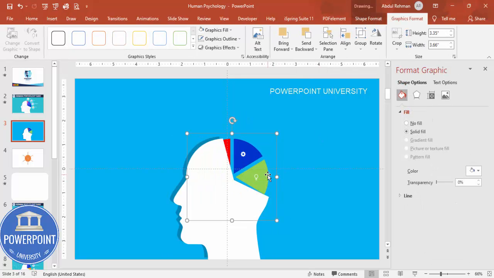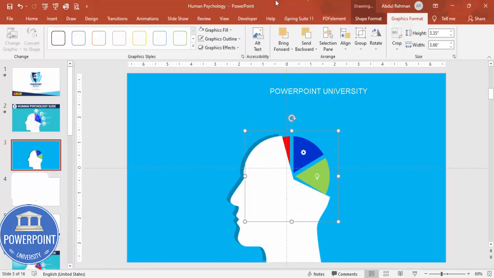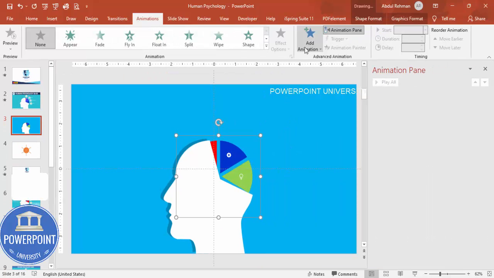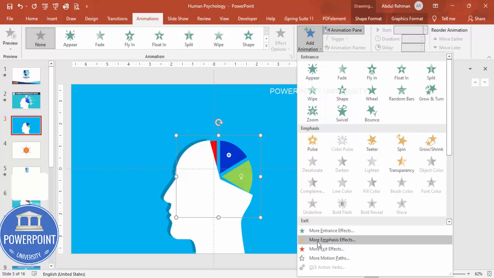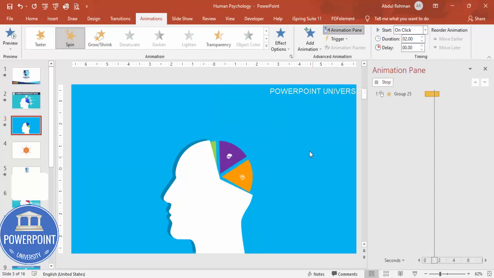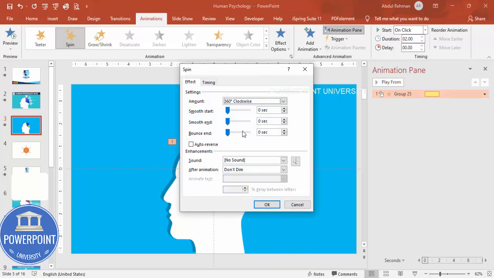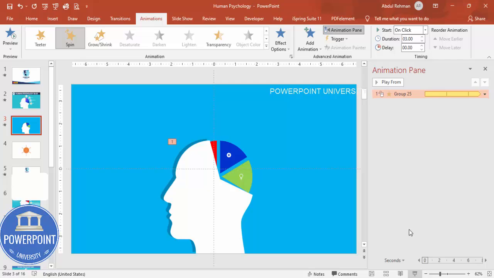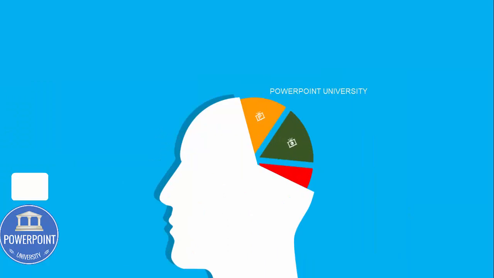Now let me just add some animation effect here. So go to the, close this one, format graphic, go to the animations, enable the animation pane, add animation. From the more emphasis effects you can select the spin. You can see it started spinning. Double click this one and timings, make it maybe slow, repeat until end of the slide and click OK. And if I click, you can see here it started spinning, something like this.